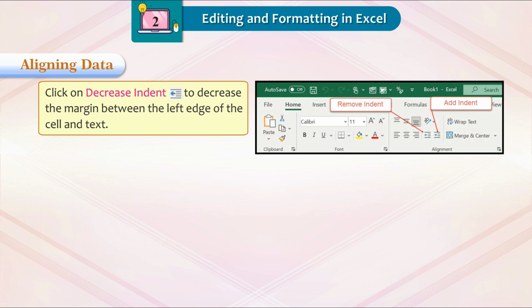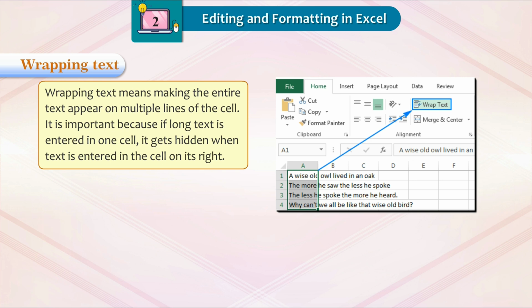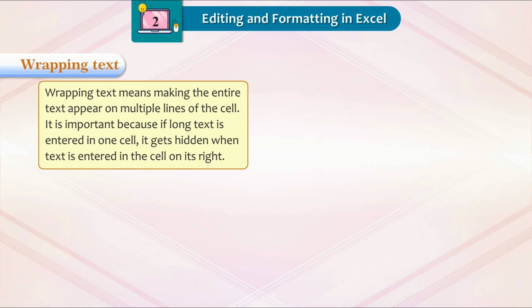Click on Decrease Indent to decrease the margin between the left edge of the cell and text. Click on Increase Indent to increase the margin between the left edge of the cell and text. Wrapping Text. Wrapping text means making the entire text appear on multiple lines of the cell. It is important because if long text is entered in one cell, it gets hidden when text is entered in the cell on its right.